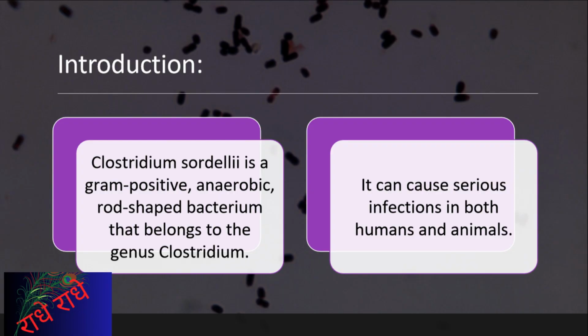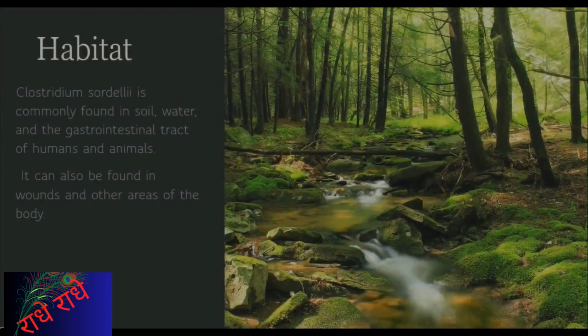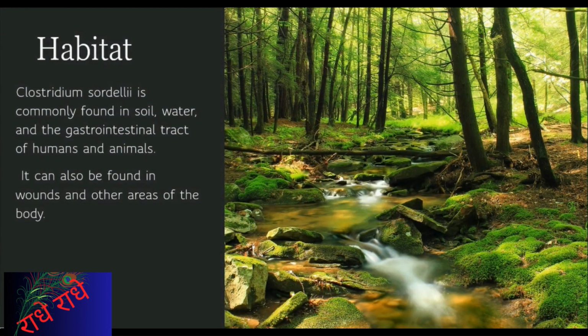Clostridium sordellii is a gram-positive, anaerobic, rod-shaped bacterium that belongs to the genus Clostridium. It can cause serious infections in both humans and animals. It is commonly found in soil, water, and the gastrointestinal tract of humans and animals. It can also be found in wounds and other areas of the body.